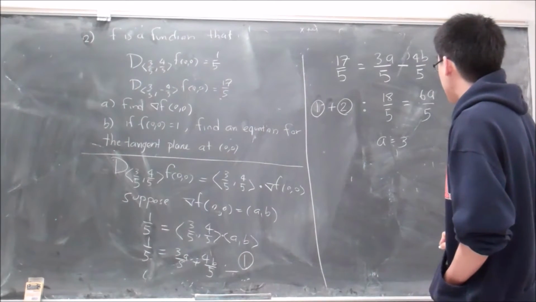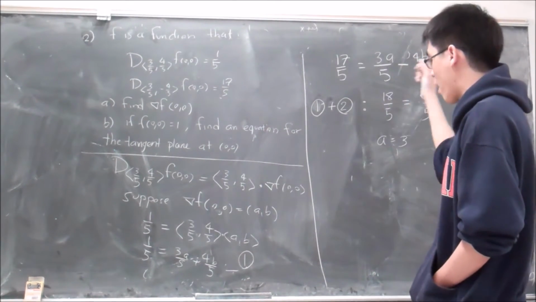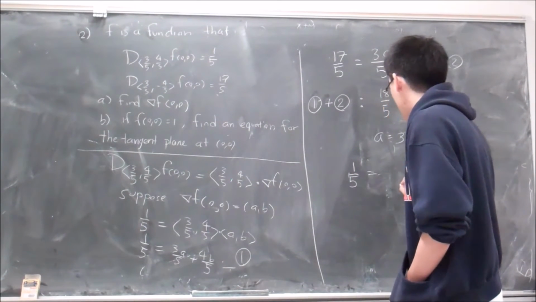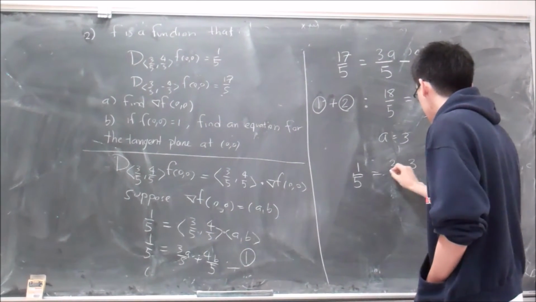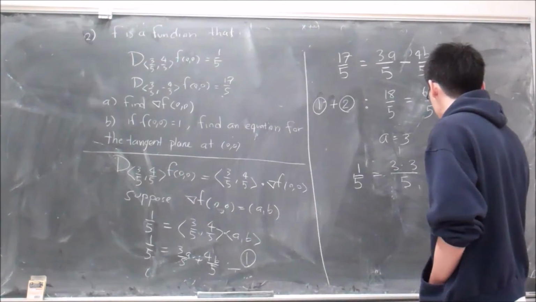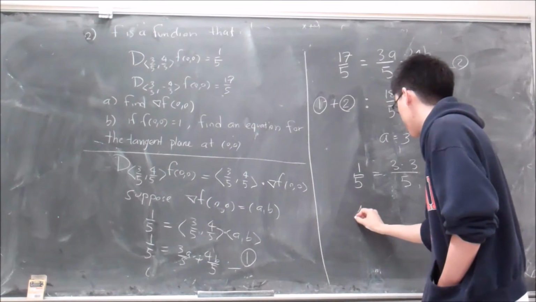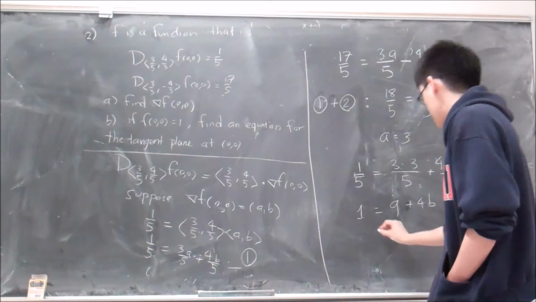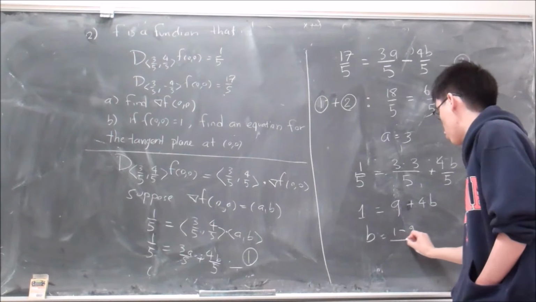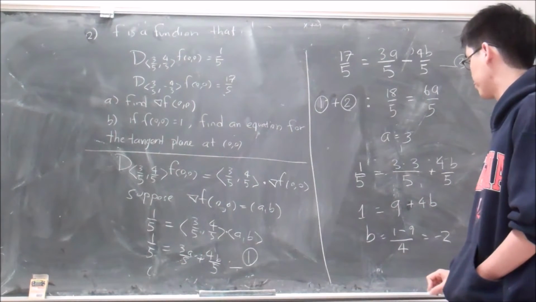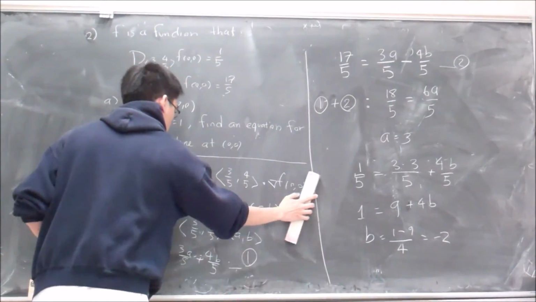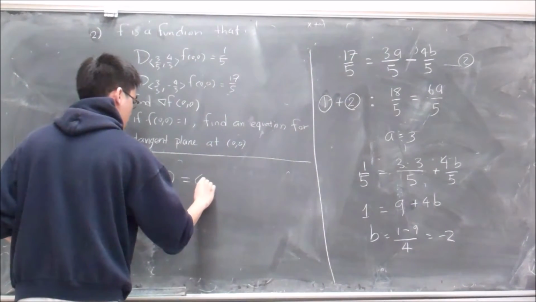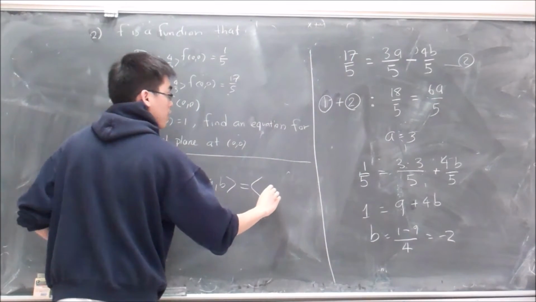And once we get A equal to 3, then we can solve for B. We can plug into either equation, and they should give you the same answer. Let's plug into 1. So 1/5 equal to 3 times 3/5 plus 4B/5. Multiplying through by 5, we get 1 equal to 9 plus 4B, so B equal to (1 minus 9)/4, so that's minus 2. With all those calculations, we get the gradient at (0,0) is (A,B), which is (3, -2).